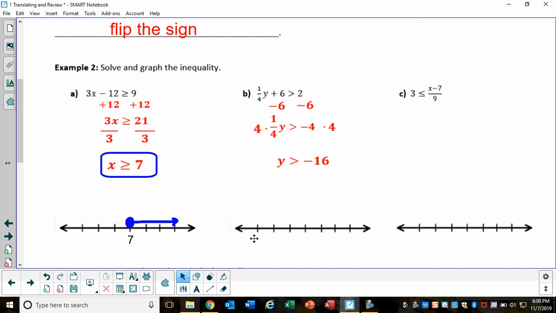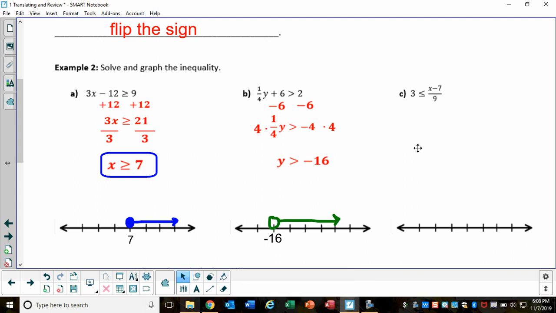Now when I graph it, I'm going to find my -16, and I'm going to put an open circle this time on this one because I am not equal to the -16. Okay, so whenever you're not equal, you put an open circle. And then I'm going to point to everything greater than -16. So that's everything to the right. Okay?